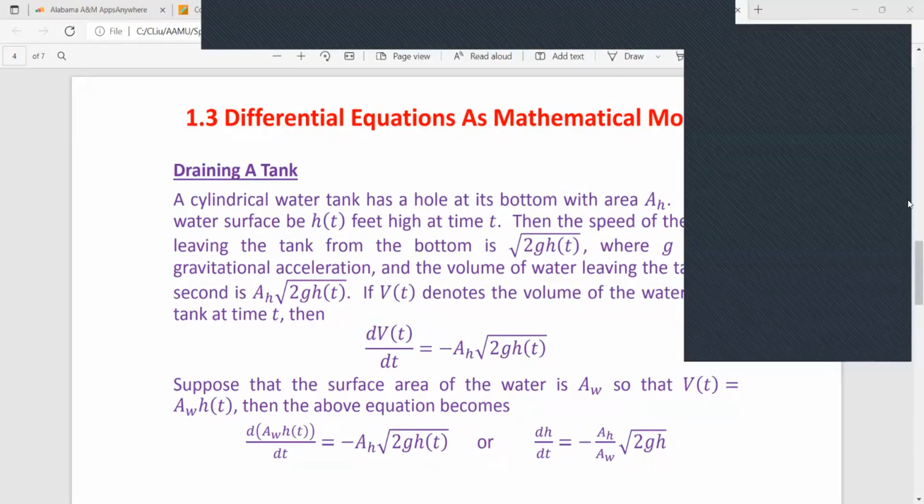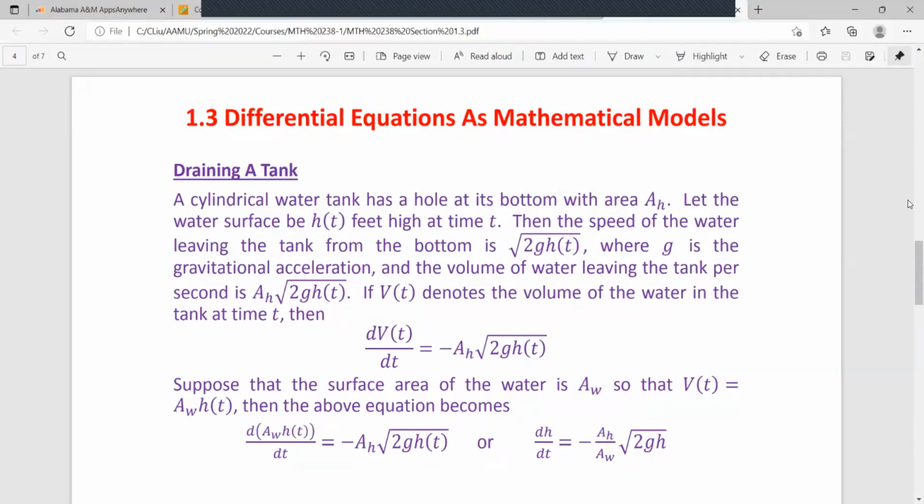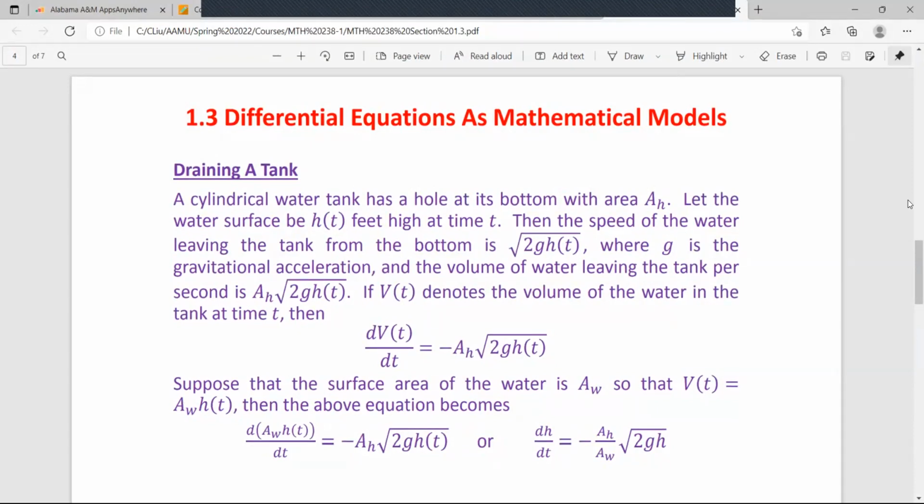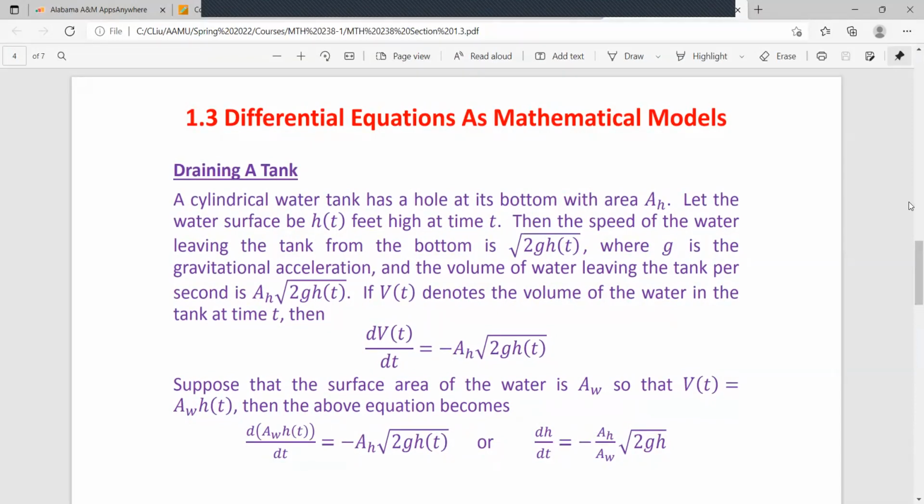So last time we talked about a few questions about modeling real world problems, how to set up equations depending on the problems. And then we end up with differential equations in each case. So we just continue with this section.